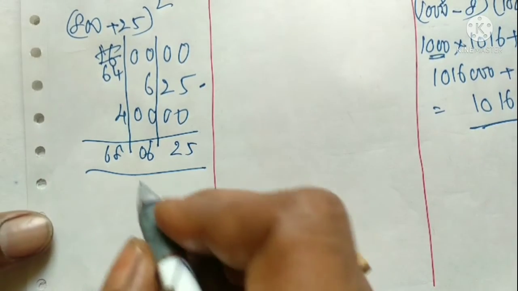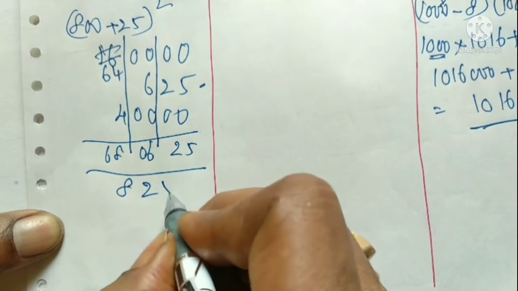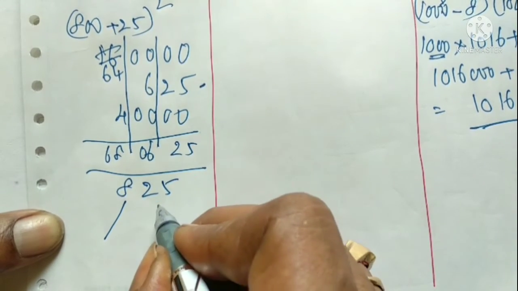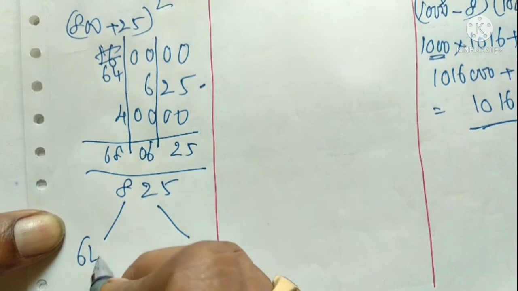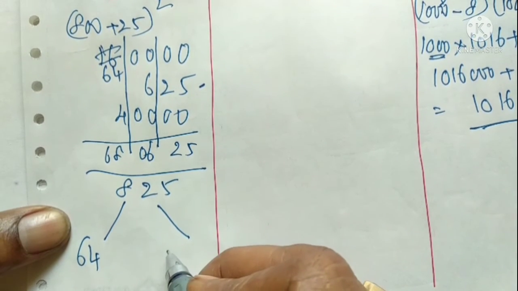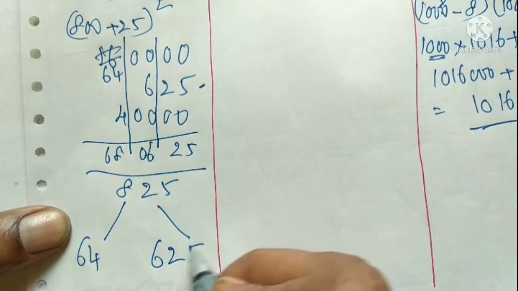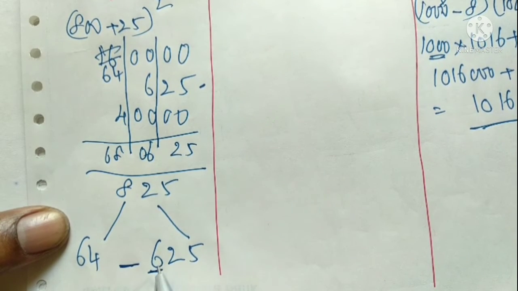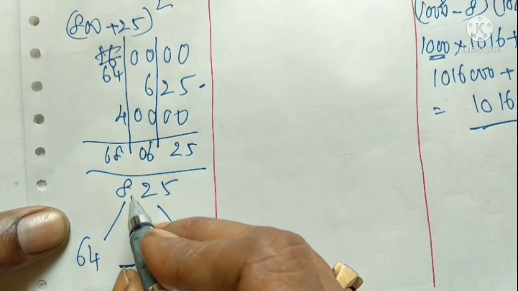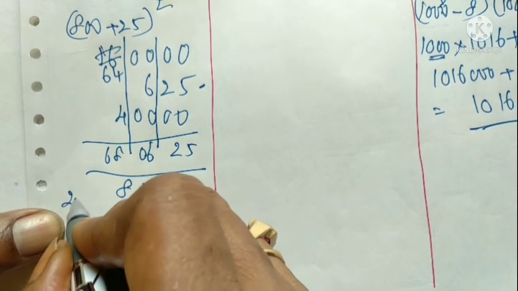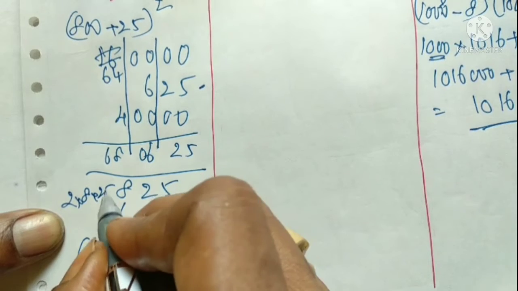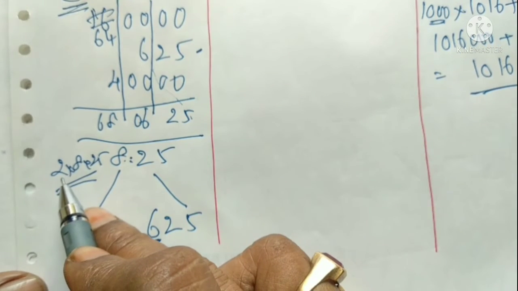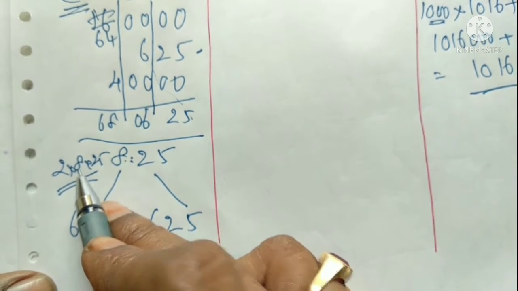We do this in a shortcut way. 825. 8 8 is 64, 25 25 is 625, and in between we should have only 2 digits, and 6 out of 625, 1 digit is already occupied by 6. Now 2 into A into B, 2 into 8 into 25. 2 25 is 50, 50 into 8 is 400.